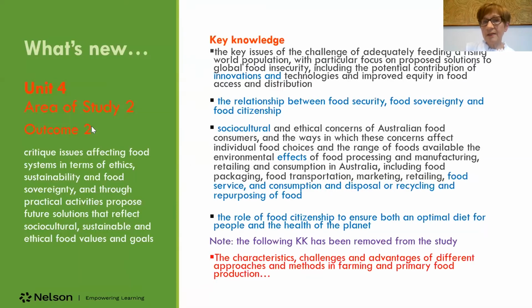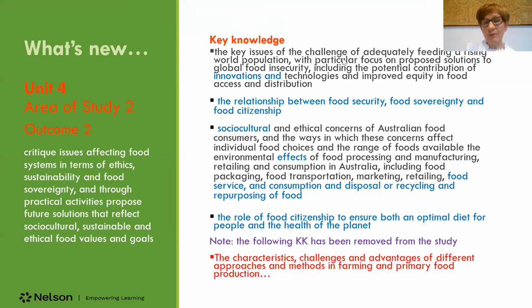The key concepts of food security, food sovereignty and food citizenship really must be integrated across the study, but the focus in Unit 4 Outcome 2 is really on the relationship between these three concepts. So that is really asking us to consider, how do food sovereignty and food citizenship relate to food security? So again, we've really tried to ensure that that's well covered.